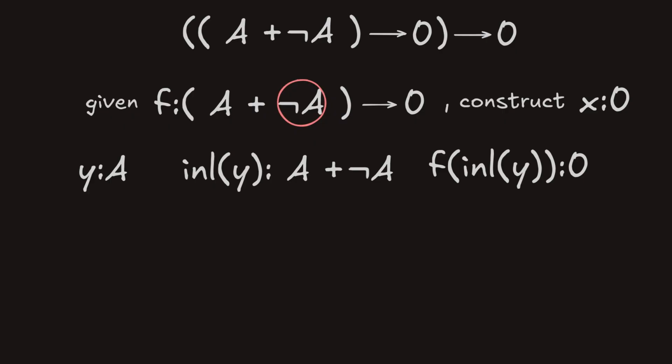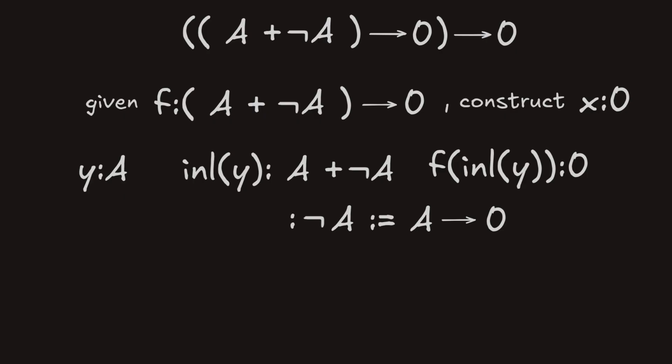But what about a term in not A? To construct a term in not A, we need to construct a function from A to the empty type. But that is exactly what we have just defined. Here's how we write this.